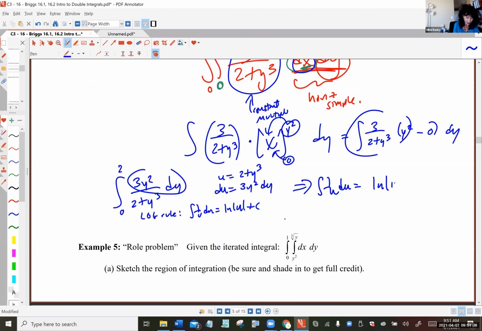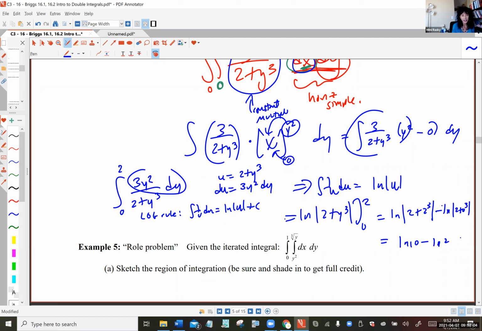And so ln of u. For us, ln of absolute value of 2 plus y cubed, and you'll evaluate that between the limits of 0 and 2. So you'll have ln of 2 plus 2 cubed, minus ln of 2 plus 0 cubed. This is just going to be some weird number. I get ln of 10 minus ln of 2. I can use one of those log properties that tell me when you have a difference of logs, you can combine as a single log, take the log of the quotient, and then 10 over 2 reduces. And so my final answer is ln of 5.